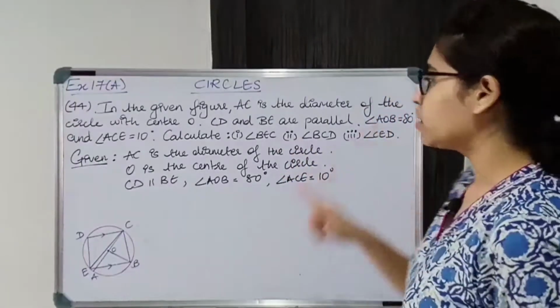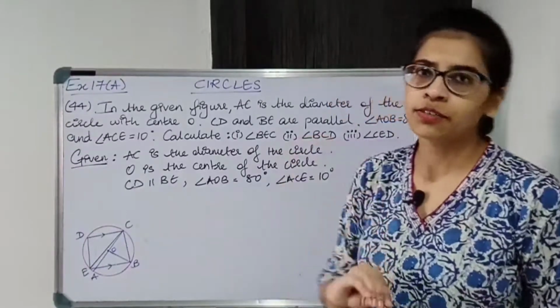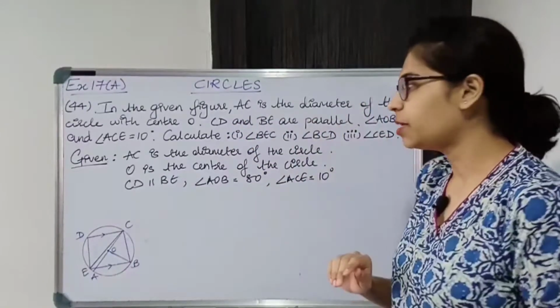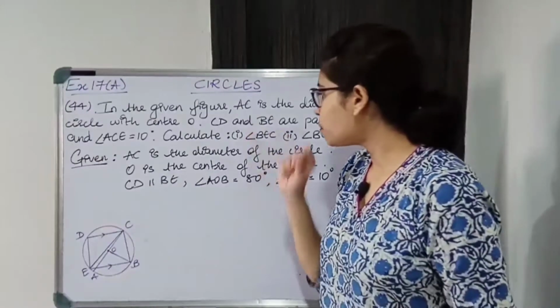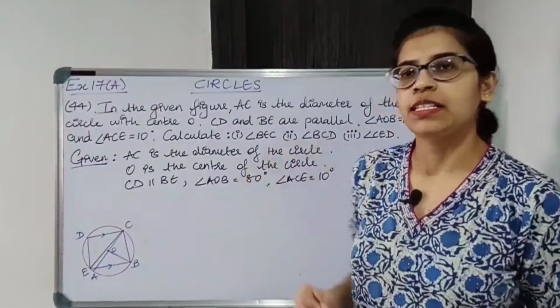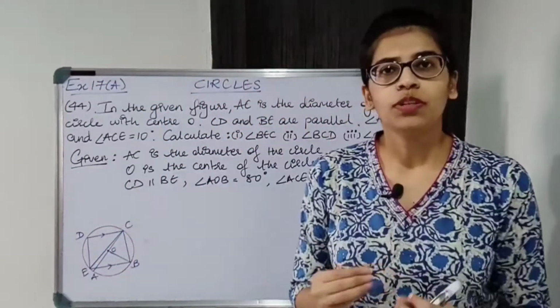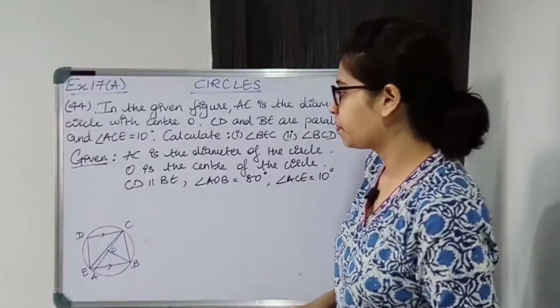And now to find. So I'm not writing down the to-find part. You can write it down on your own, to find first, second and third. Now in the first part we have to find angle BEC. How will we find angle BEC?